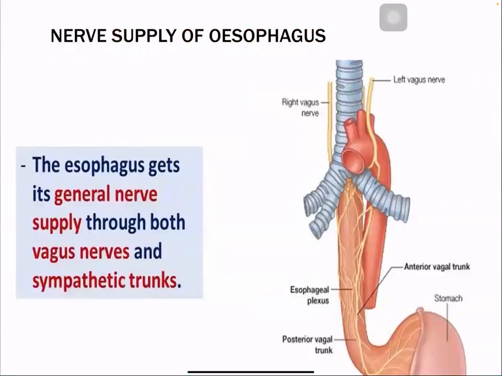The nerve supply of the esophagus. The esophagus has sympathetic and parasympathetic supply. The sympathetic supply is from the sympathetic trunk, while the parasympathetic is from the vagal trunks, the anterior vagal trunk and posterior vagal trunk, that form the esophageal plexus. Here is the esophageal plexus. This is the posterior vagal trunk, and this is the anterior vagal trunk.